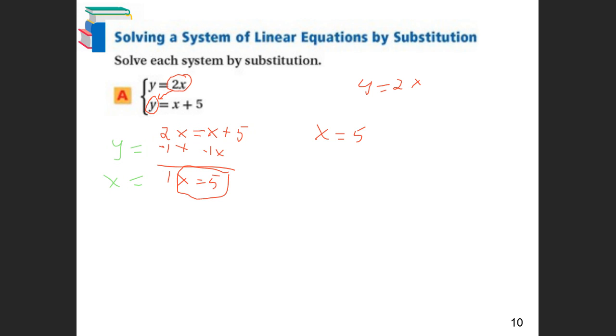Again, I'm substituting the 5 in for x. Substitution. So y is equal to 2 times 5, which is y is equal to 10. So my answer is 5, 10. Done. That is substitution. Most of us have used substitution forever because it's much easier than graphing functions out.